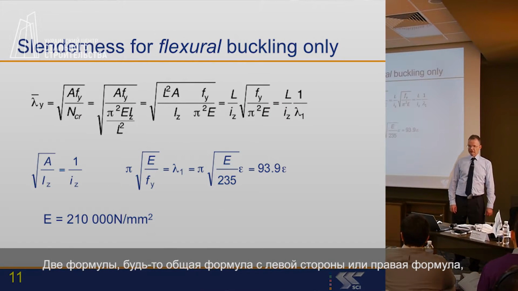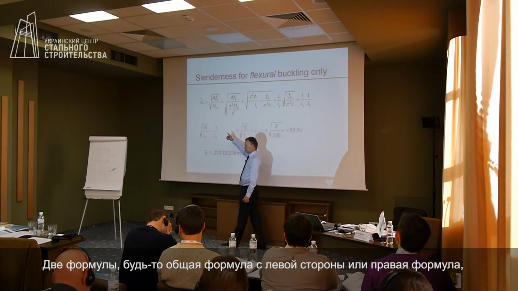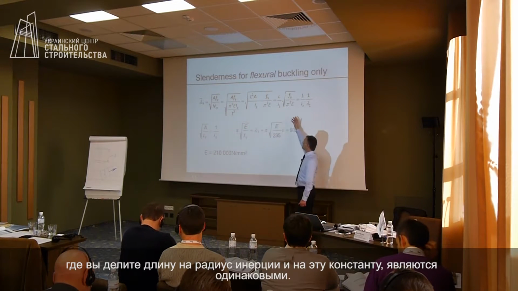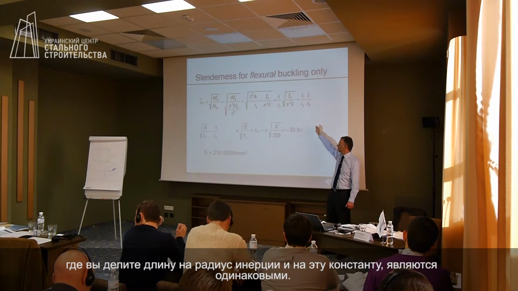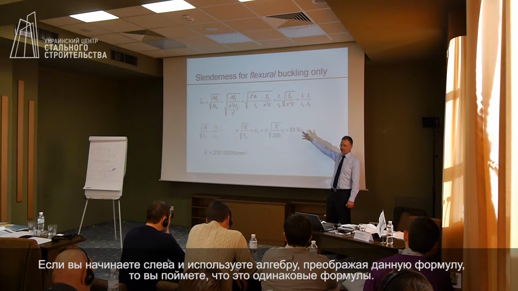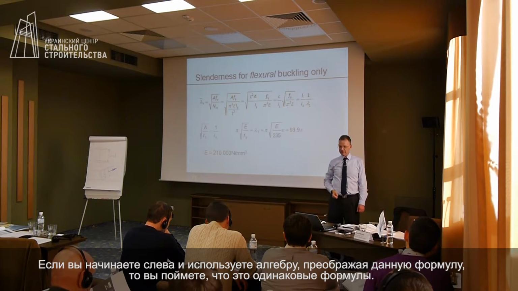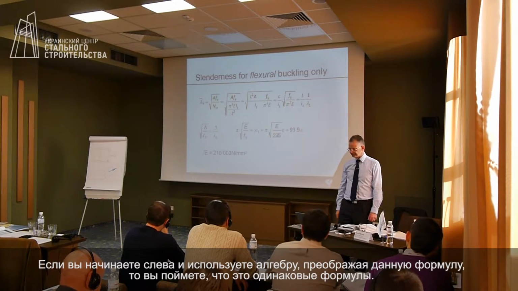The two expressions, either the general expression with the Euler load on the left-hand side, is precisely the same as length divided by radius of gyration divided by this constant. If you start at the left-hand side and use algebra and rearrange the formula, you will be able to demonstrate they are one and the same.